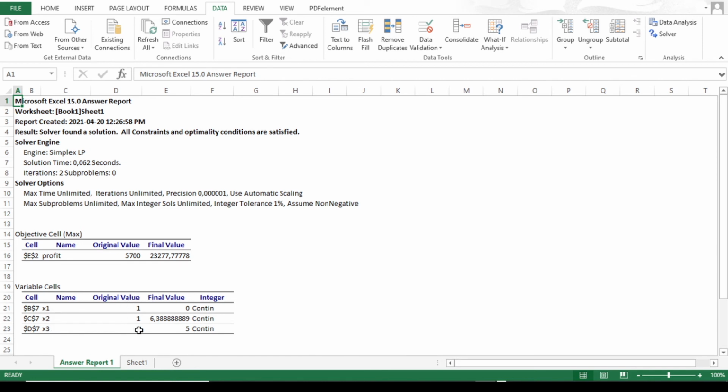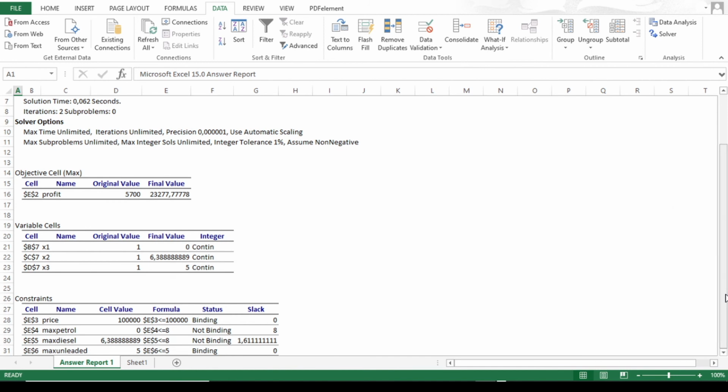Then in the next table, I have my 3 decision variables, x1, x2, and x3. The original values, we have started by setting them all equal to 1. And then we have the final values. So the final values give us the optimal values to maximize our objective function or our profit. So for x1, we have a 0. So to optimize our profit, we have to buy no petrol, 6,39 tons of diesel, and 5 tons of unleaded petrol.